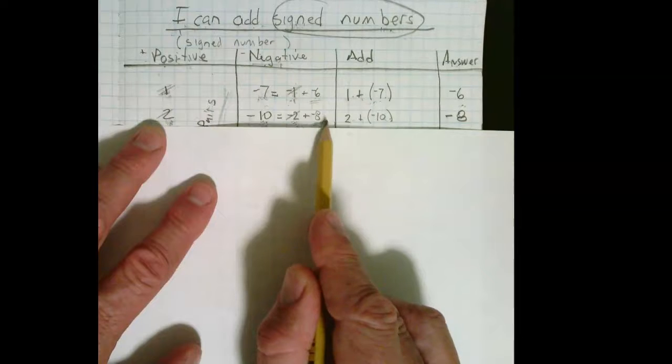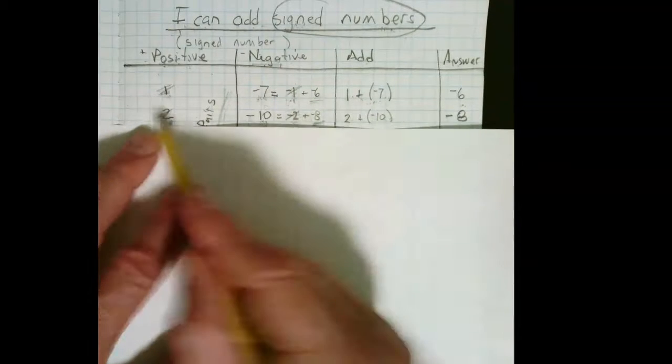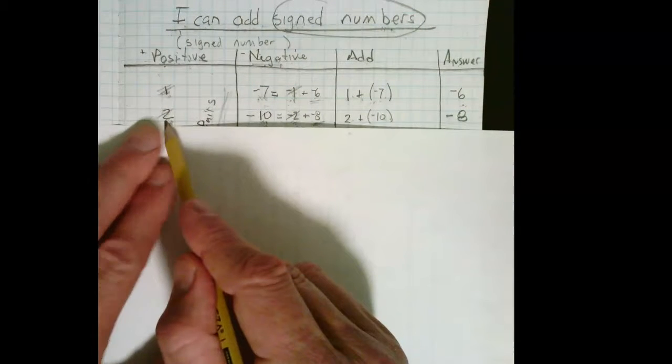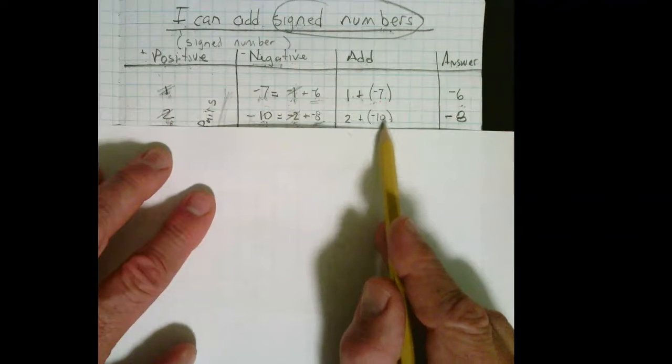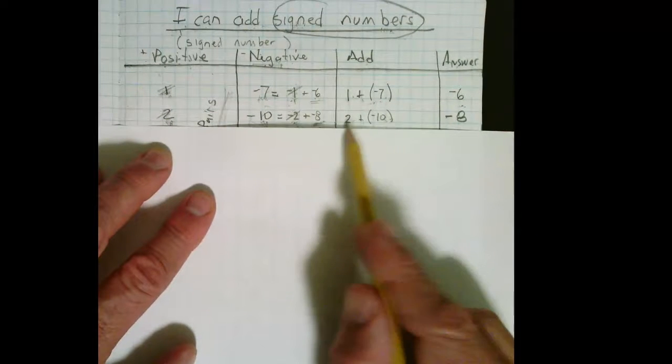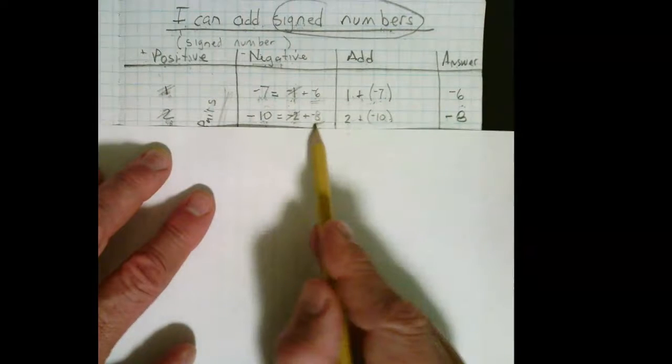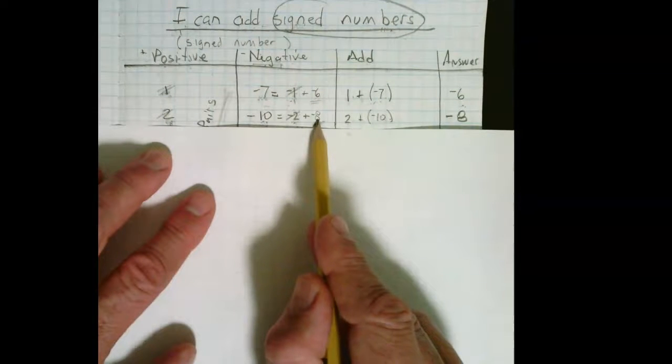And now when I'm adding this all together, that negative 2 and that positive 2 cancel to equal 0. See in this problem here, the negative 2 part of that negative 10 cancels, and you're left with the negative 8. And so our answer is negative 8.